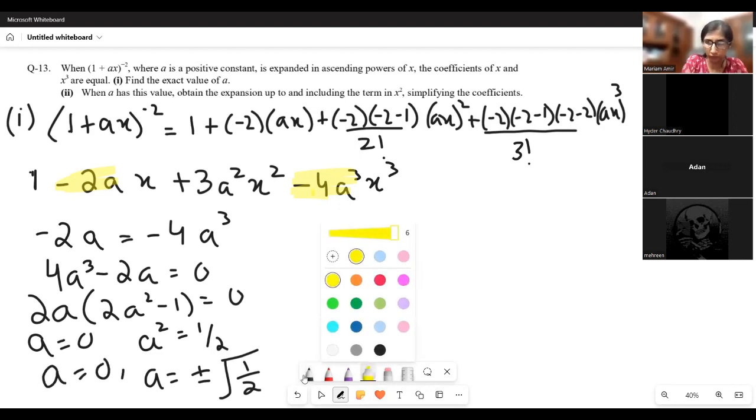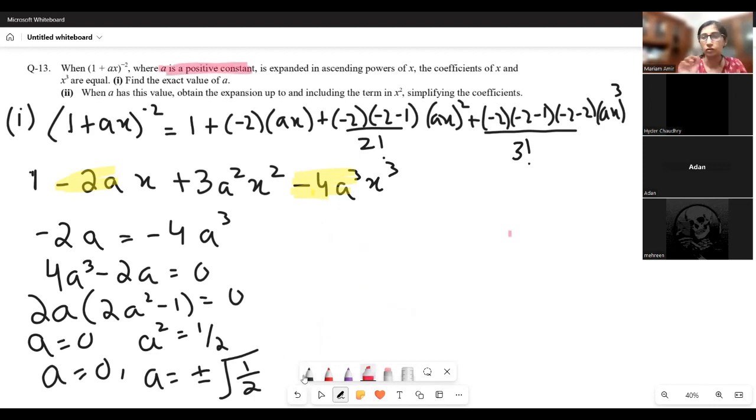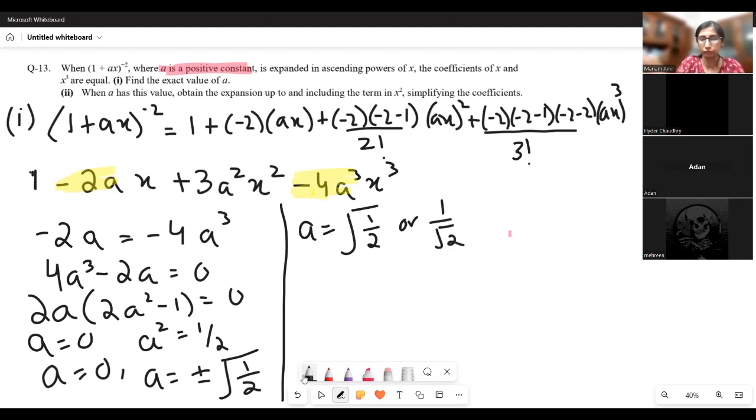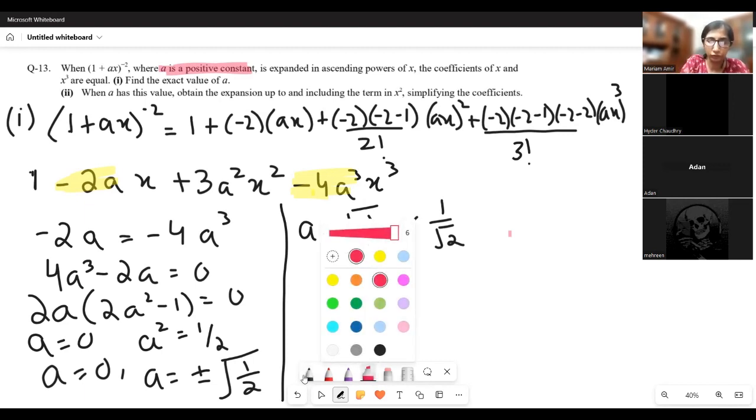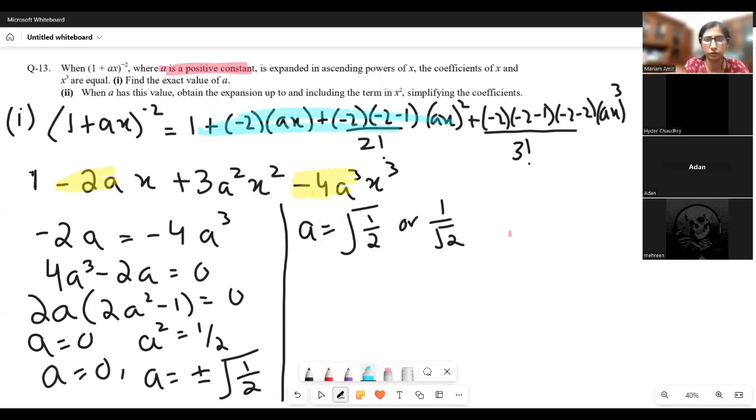However, there's a condition in the question, which is that a is a positive constant. So the only value we're accepting is a equals positive square root of half, or 1 over square root of 2. Which is correct. Okay. When a has this value, obtain the expansion up to and including x squared. Simplify the coefficients. So all that is left to do for the second part is substitute a here, and we will have our answer.